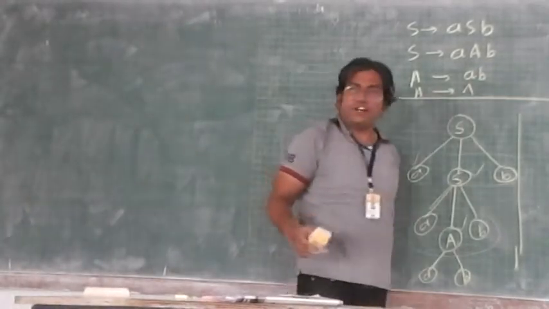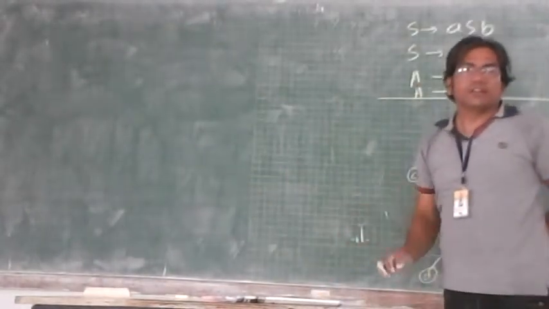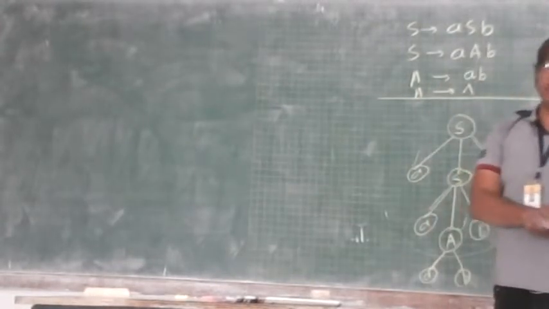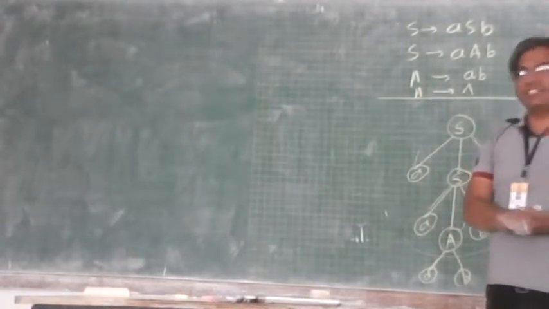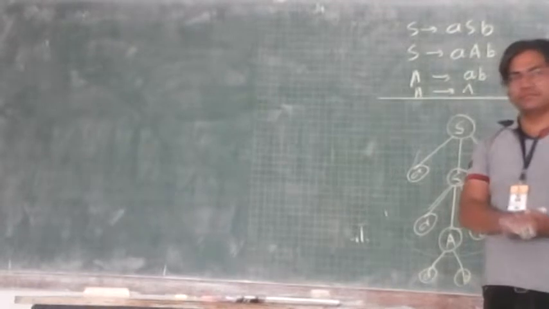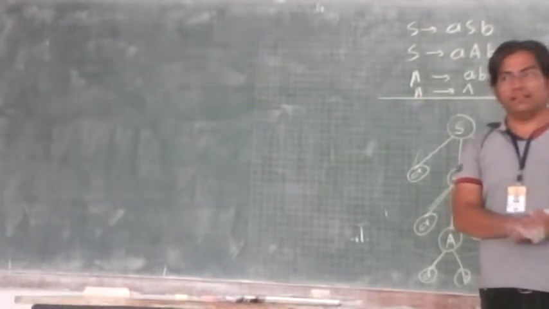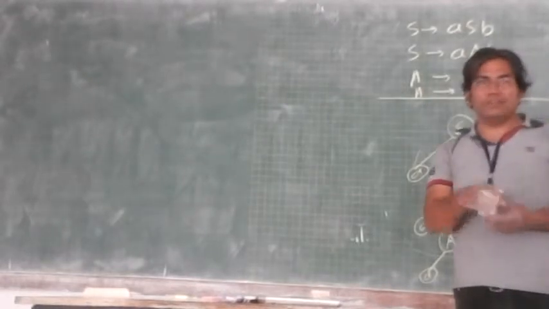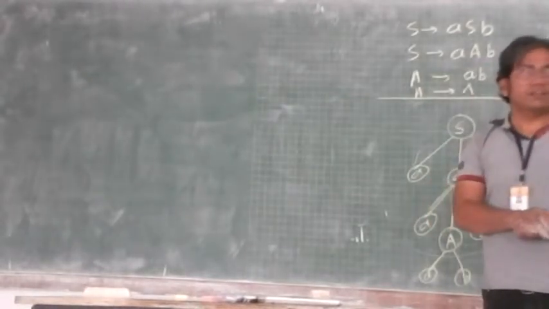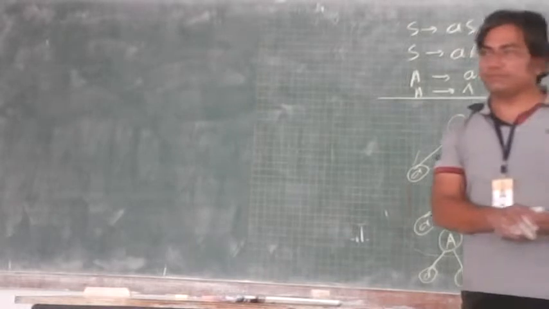So why do we draw a derivation tree? For a given context-free grammar, why do we draw a derivation tree? Does it give us some information too? Or only for, why do we draw?